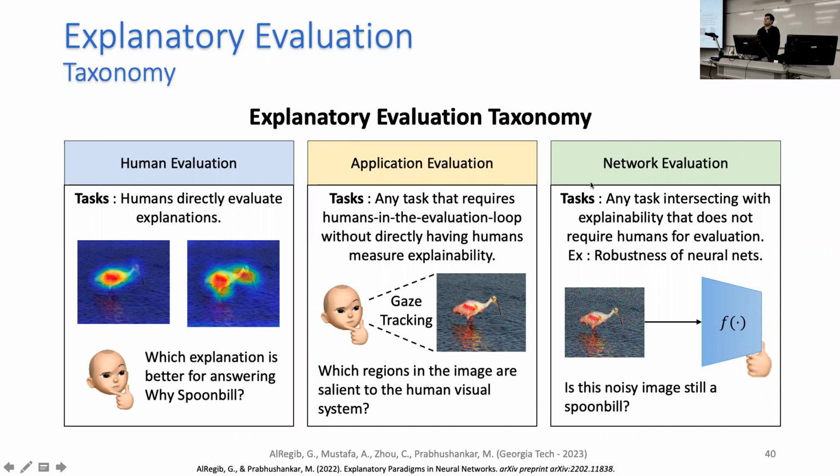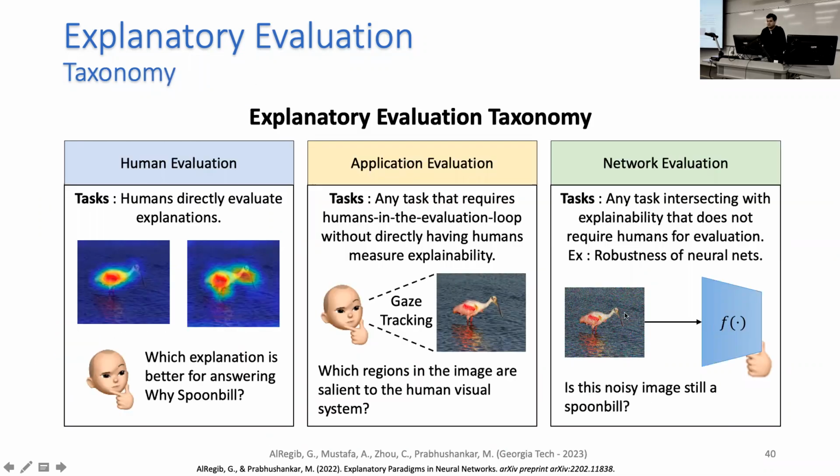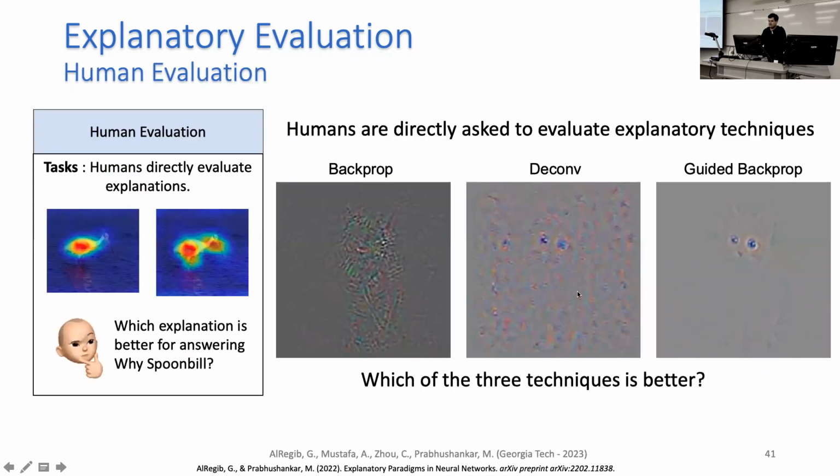And we're going to try to find these applications where we can evaluate the network based on the applications and say that it's indirectly related to explanations. Noise robustness is maybe one example of that. So let's start with the first one, which is the human evaluation.